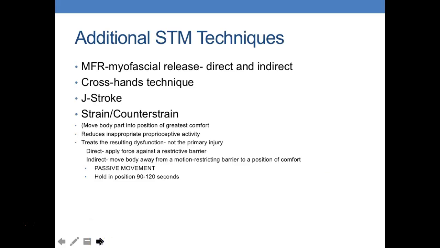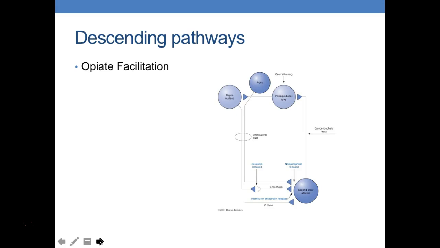There's other techniques that you hopefully will get to learn in myofascial release, the direct and indirect technique. There's a cross hands technique. There's that J stroke I was talking about, and strain counterstrain. There's active release. There's a million different ones out there. So we'll try and do what we can do with the time that you have before you start clinics. And there they're just talking about the release of the opiates, and those will make you feel better.